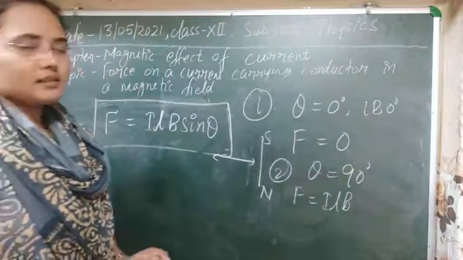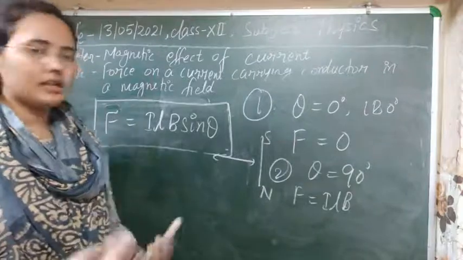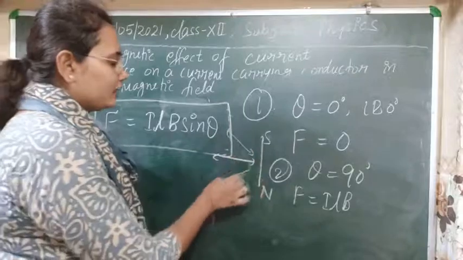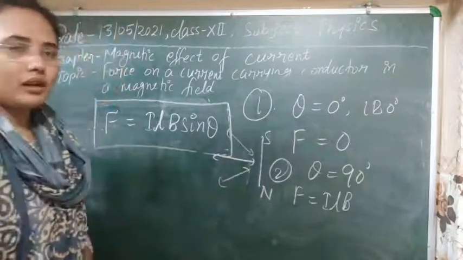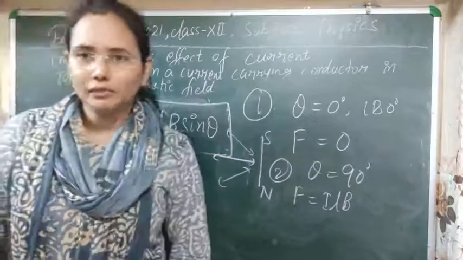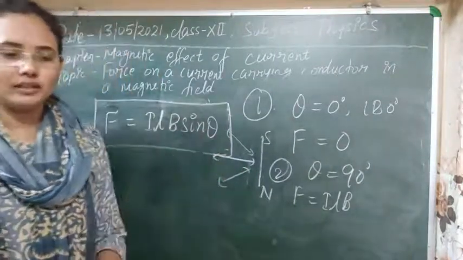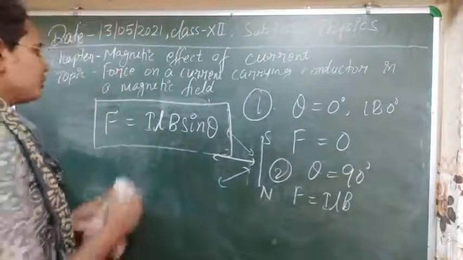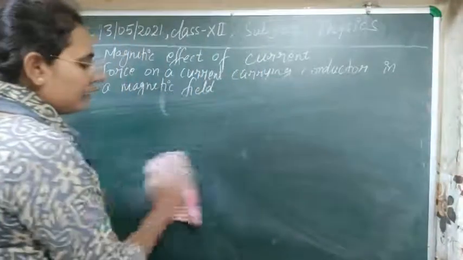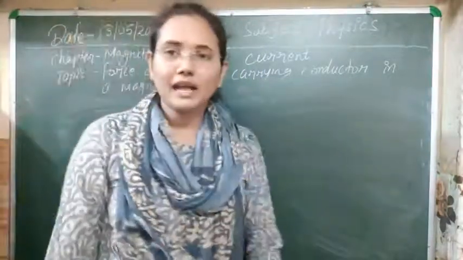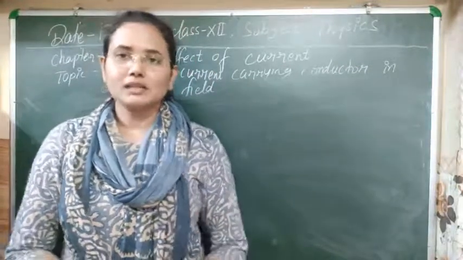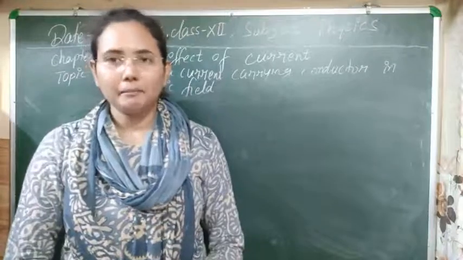The third case is the arbitrary case, meaning we can keep the current carrying conductor at any angle that we want. For that case you can calculate the value of force experienced by it with this formula. And the direction, as I have told you, you can find out by using the right hand palm rule or Fleming's left hand rule, in the same way that we used before in the case of force experienced by moving charges entering the magnetic field.